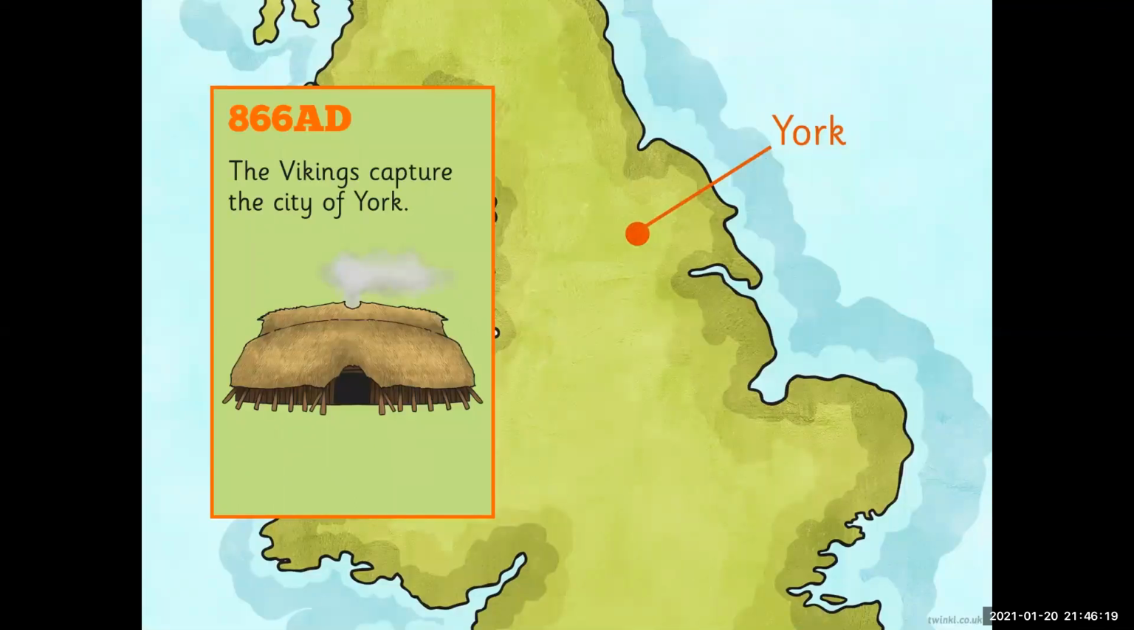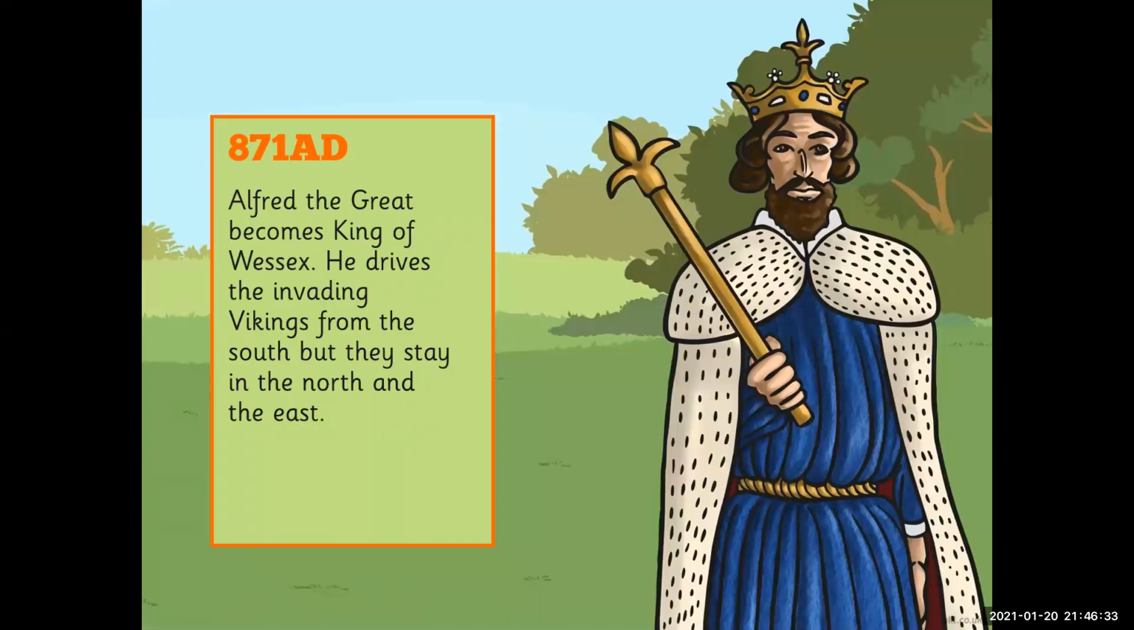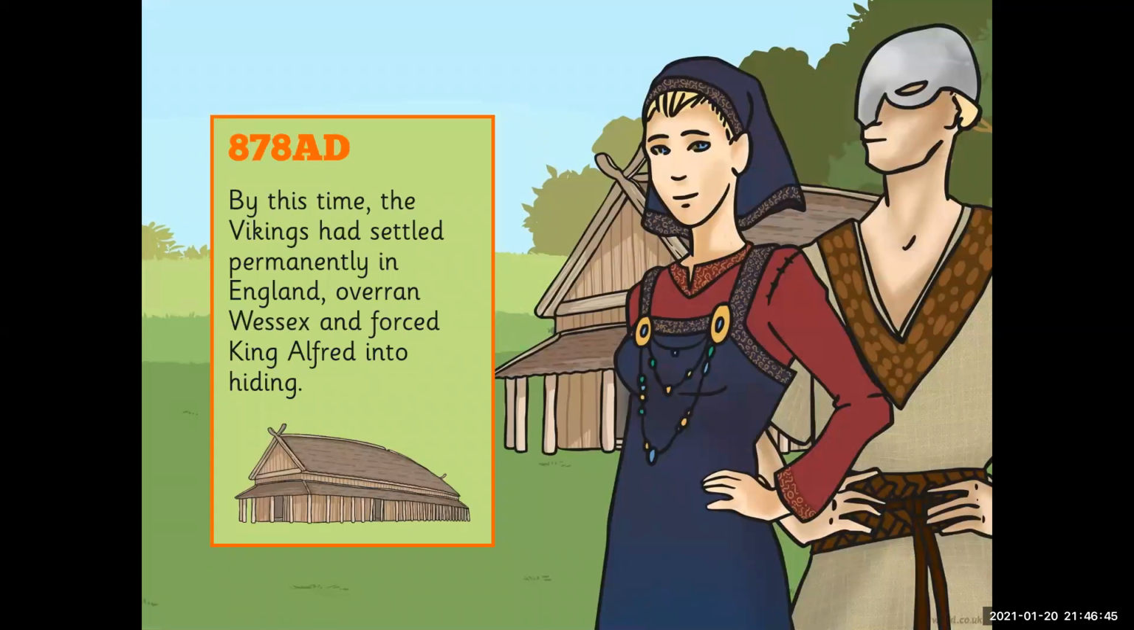In 866 AD, the Vikings capture the city of York. In 870 AD, Wessex is the last Anglo-Saxon kingdom left. In 871 AD, Alfred the Great becomes King of Wessex. He drives the invading Vikings from the south, but they stay in the north and the east. In 878 AD, by this time, the Vikings had settled permanently in England. They'd overrun Wessex and forced King Alfred into hiding.